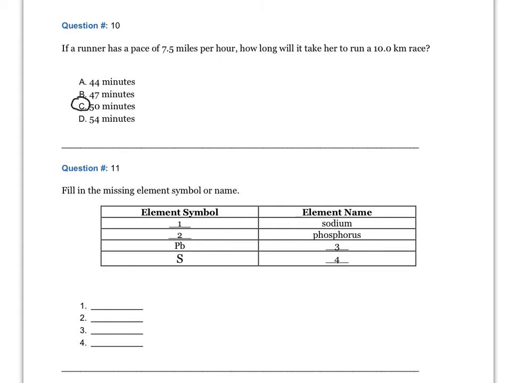Question 11. Fill in the missing element symbol or name. Blank 1, the symbol for sodium is Na. Blank 2, the symbol for phosphorus is P. Blank 3, the symbol Pb is lead. Then blank 4, the element symbol S is sulfur.